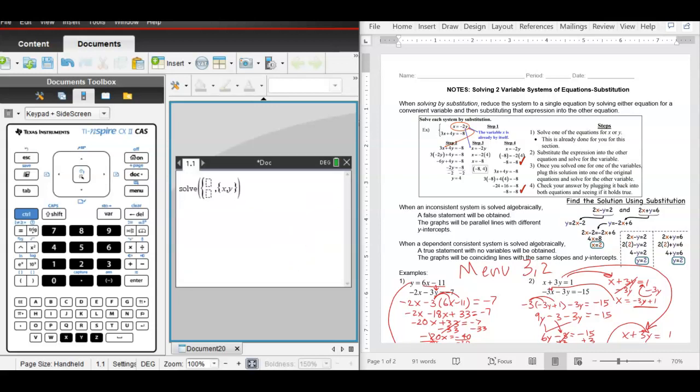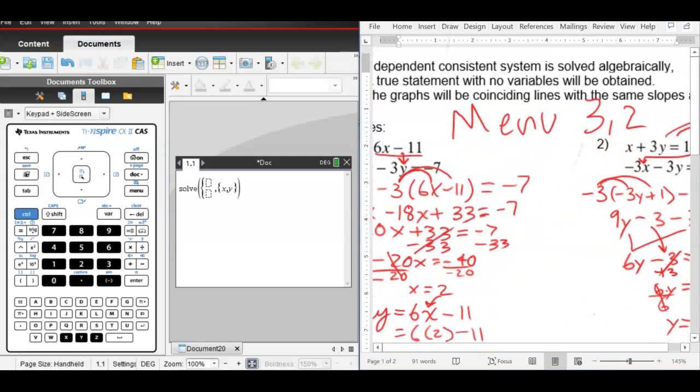Now, when you press menu 3.2 and then press OK, do you see how it gives you 2 boxes? In each of those boxes, you're going to put 1 equation. 1 equation on top, 1 equation on the bottom. Let's check number 1. Ready?